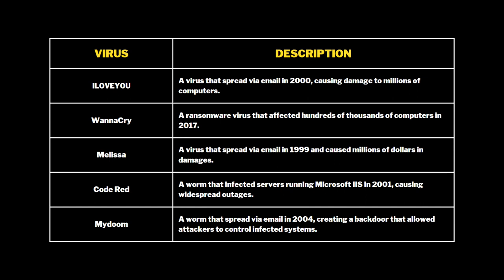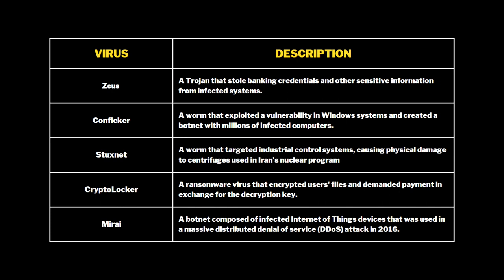Code Red: a worm that infected servers running Microsoft IIS in 2001, causing widespread outages. MyDoom: a worm that spread via email in 2004, creating a backdoor that allowed attackers to control infected systems. Zeus: a Trojan that stole banking credentials and other sensitive information from infected systems. Conficker: a worm that exploited a vulnerability in Windows systems and created a botnet with millions of infected computers.